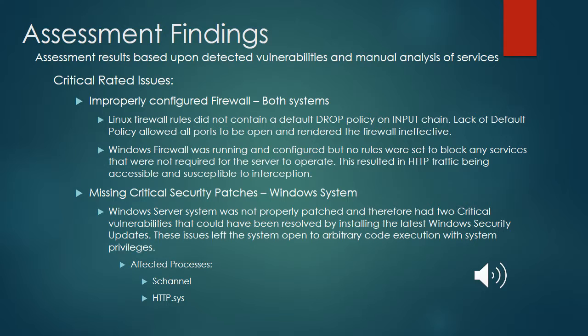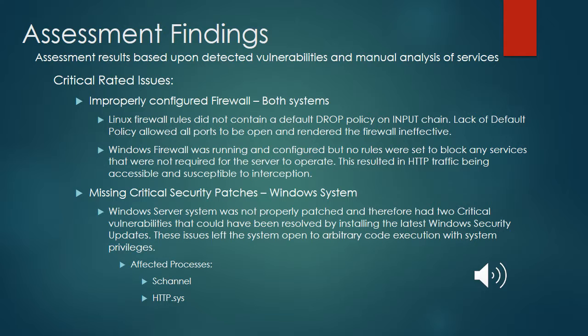The Linux firewall was in the worst shape with the lack of a default drop policy on the input chain. Due to the fact that this default policy was not set to drop, and there was no rule set to drop all packets other than the rules above it, this effectively rendered the firewall completely ineffective.